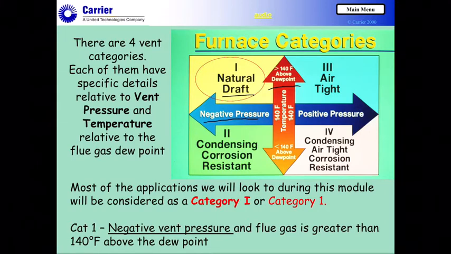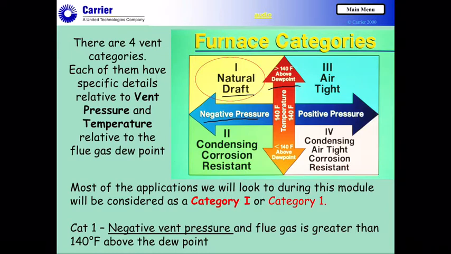So a category 1 appliance essentially is going to have that flue temp, or the flue gas temp, greater than 140 degrees above the gas dew point. Now you have to understand where the gas dew point would be, and that can vary. Typically, our gas dew points could range anywhere from 120 to 130 to 135 degrees. And it'll vary obviously depending on the flue gas temp that we're running, as well as just the efficiency of the appliance.